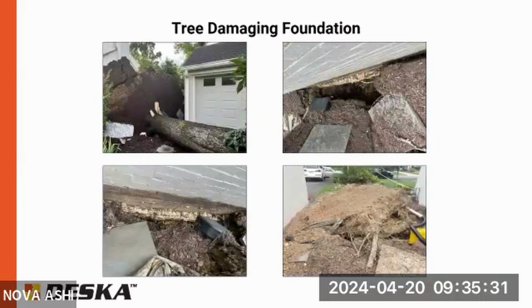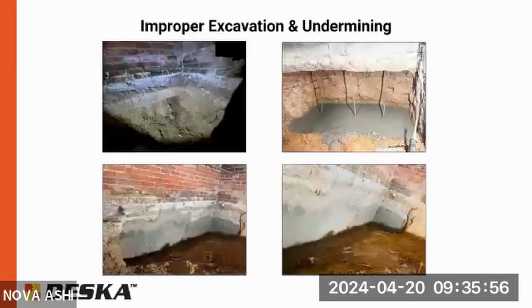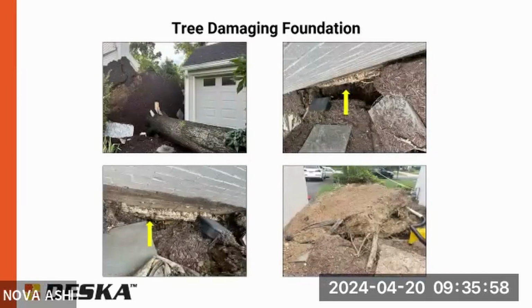Here's an example of a large tree that fell, just missed the house. Obviously, if it hit the house, that wouldn't be ideal, and they would have had some bigger problems. But the concern here was actually that because the tree roots had pulled out so much of the soil, it may have pulled out some of the soil from below the footing, causing a potential settlement issue. In this case, it didn't. They were pretty lucky. They just needed to have the tree removed and hauled away, and then backfill the area.